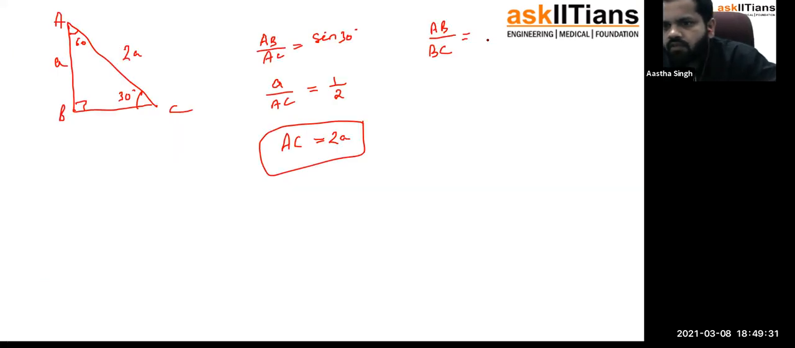AB upon BC is what? Tan 30 degrees, okay. Your AB is A, BC you have to find out, and tan 30 is what? 1 upon root 3. So your BC will be equal to A root 3, right?